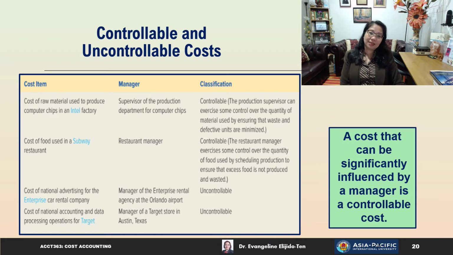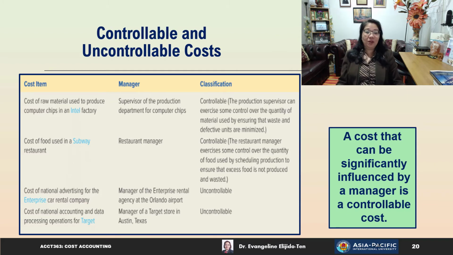Let's look at this next item. What about the cost of food used in a Subway restaurant? Who is the responsible manager? The restaurant manager. Can the manager control the cost of food? Again, yes, they can. The restaurant manager can exercise some degree of control over the quantity of food used by scheduling production to ensure that excess food is not produced and therefore wastage again would be reduced.